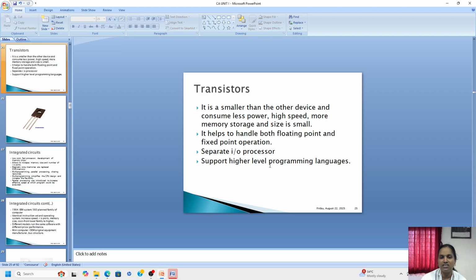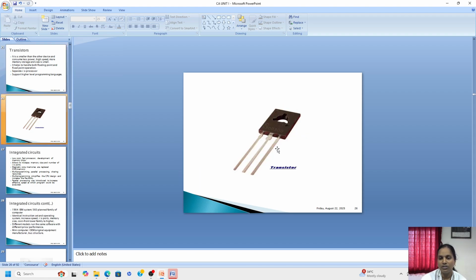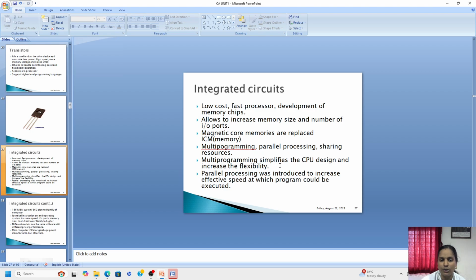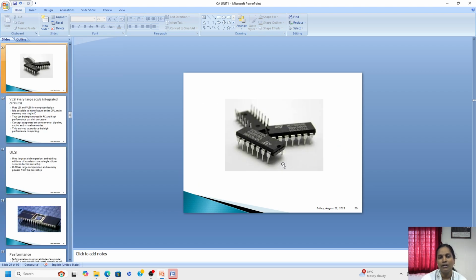Next is the transistor. A transistor is smaller than the earlier devices, consumes less power, operates at high speed, and offers more memory space. So this is a transistor diagram. Integrated circuits were developed in a later generation, which allowed increased memory size and a larger number of input and output ports. It provides the maximum number of ports compared with other generations. So this is an integrated circuit, IC.